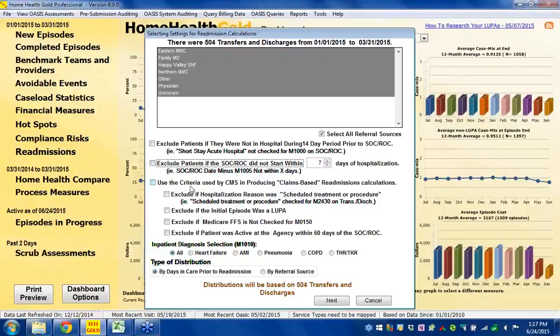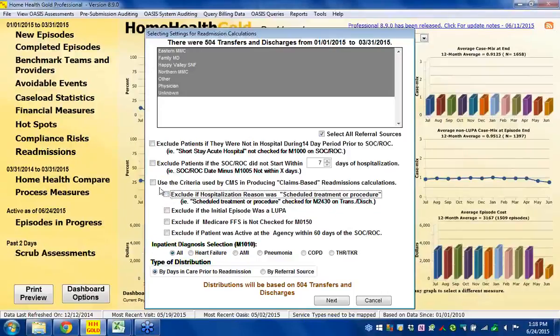The other exclusion that I think you may use frequently is the ability to exclude people if the hospitalization reason was not scheduled. Exclude them if it was scheduled. So if we check that, it doesn't make a big difference here in our fictitious database. It only makes about a 1% difference. It went from 504 down to 499. But you certainly can add that exclusion if you'd like.